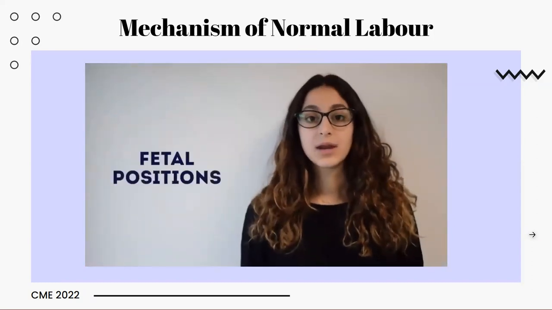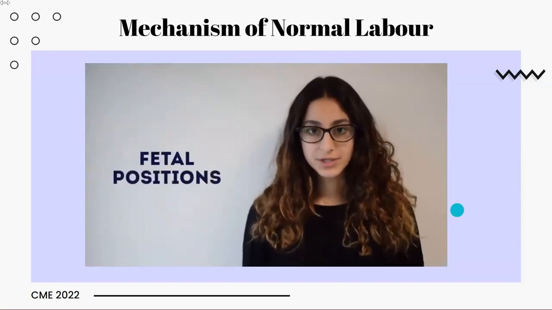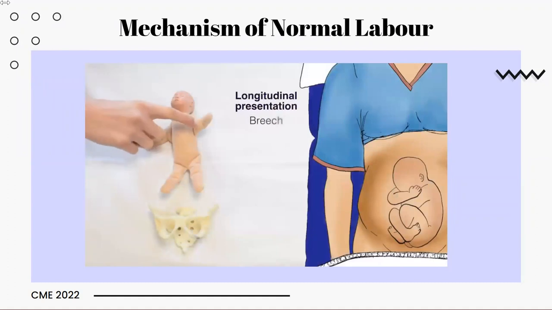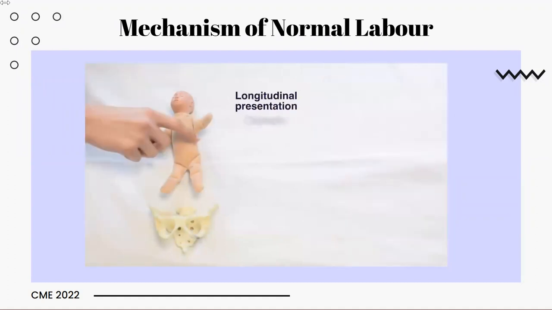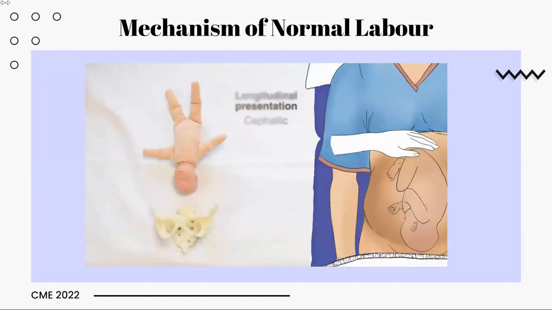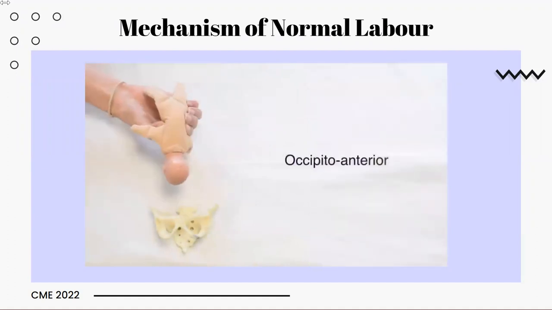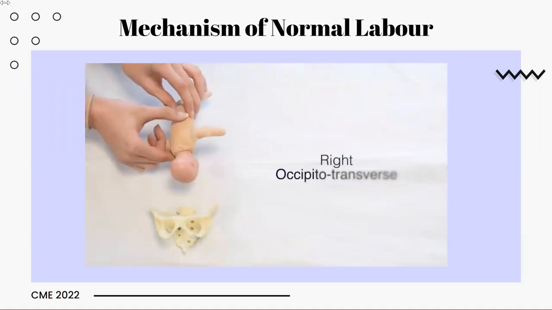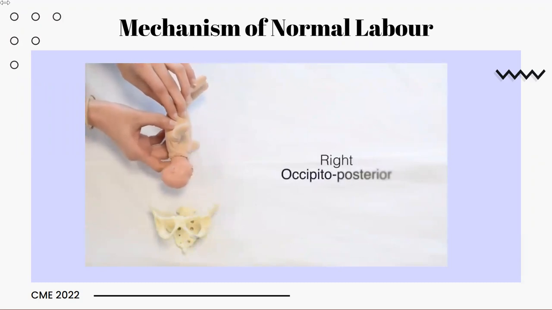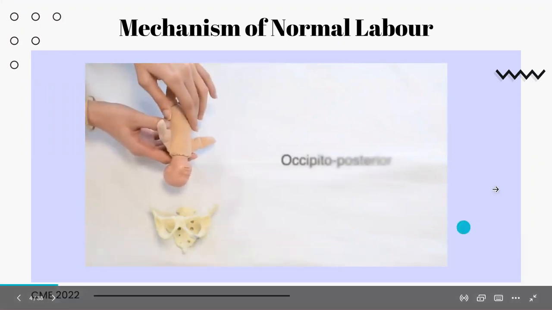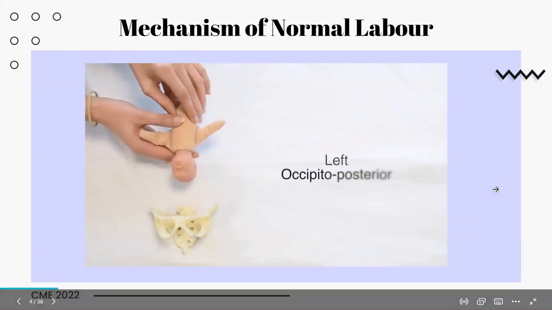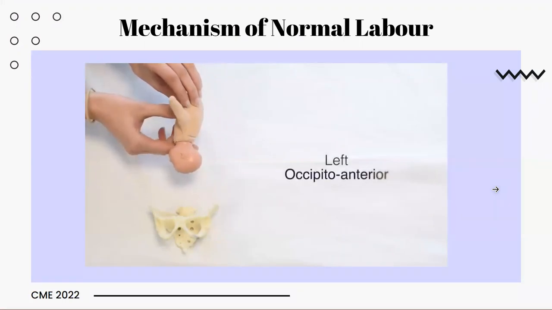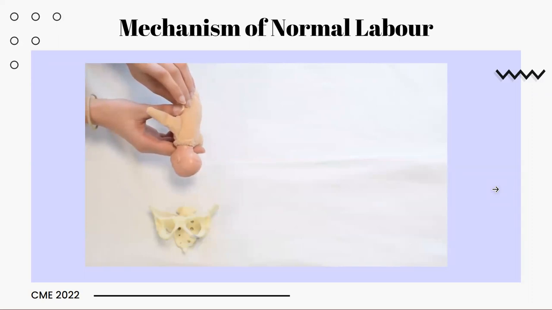Before labor, the baby can be in a number of different positions. These positions could be predicted by a thorough pregnant abdominal examination. In a longitudinal presentation, the baby could either be breech or cephalic. In cephalic, the baby could be occipital anterior and move clockwise: right occipital anterior, right occipital transverse, right occipital posterior, occipital posterior, left occipital posterior, left occipital transverse, left occipital anterior, and back to the start, occipital anterior.